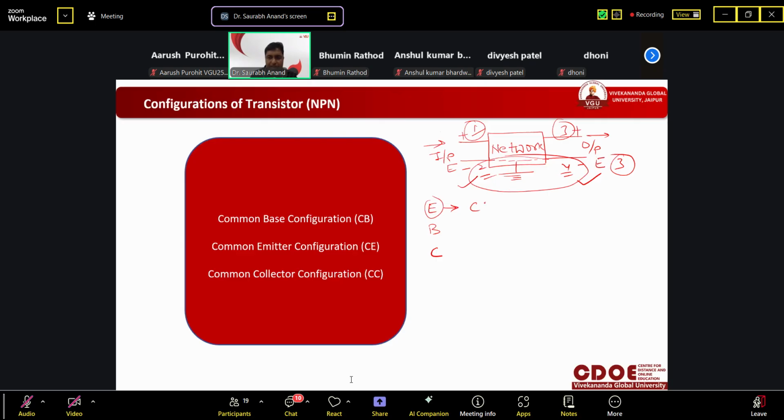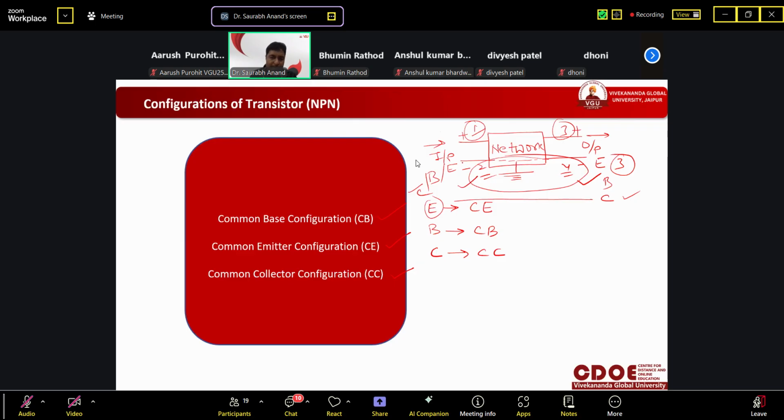Then this configuration will be known as CE configuration. This one. If we use base, it will be base, it will also be base. So it will be known as common base configuration. This one. And if we use collector, this will be collector, this will also be collector. So the whole line from here to here will be collector, so it will be known as common collector configuration.